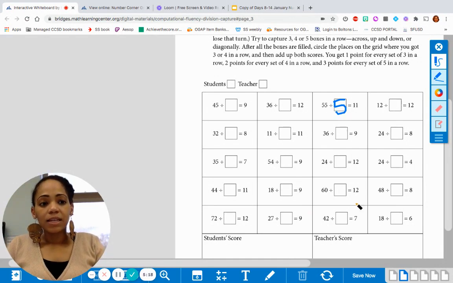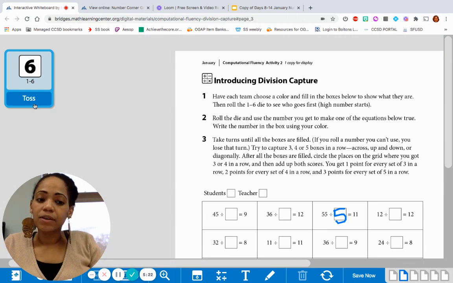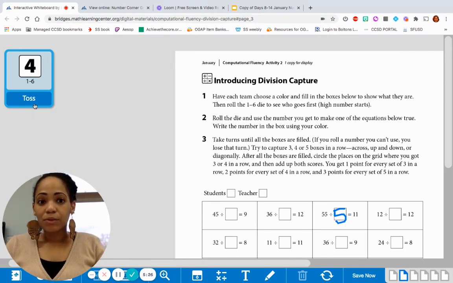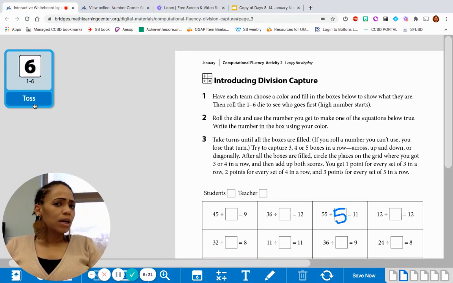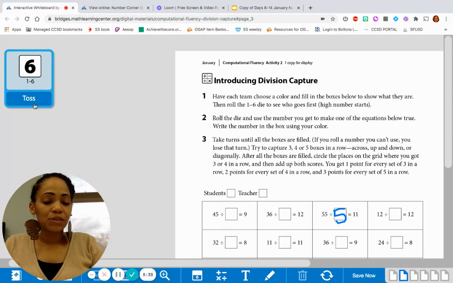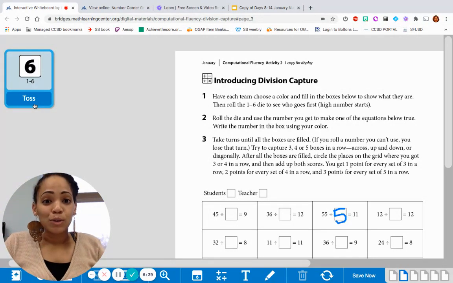All right, and then we would toss again and get a number for you guys to make the number sentence true. While it's tossing, remember that we've been focused on division this month, but we've been talking a lot about multiplication, and that's because division and multiplication are related. They're inverse relationships. You can solve a division problem using your knowledge of multiplication, and we've done some work with that. So just reminding you.